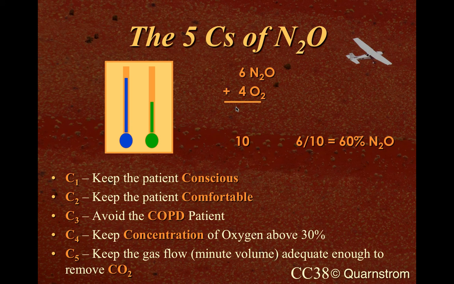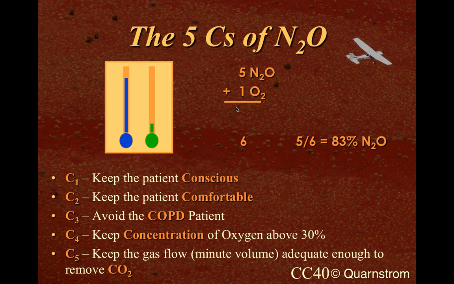If you're given 6 nitrous and 4 oxygen, be careful. You may very well see somebody hallucinate because you're at 60% nitrous, but you're still giving them 40% oxygen, which is more than they're getting in room air. If you're given 6 nitrous and 3 oxygen, it's time to back up. You're up to 67% nitrous.